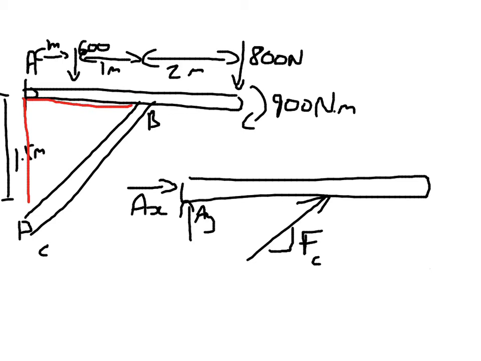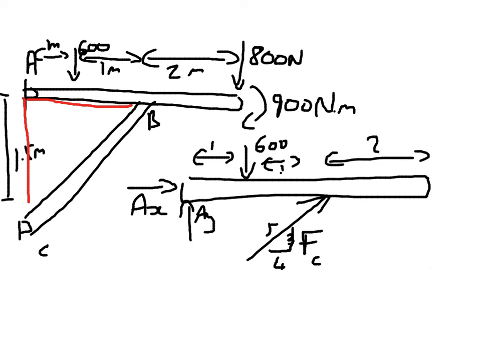If we double 1.5, we get 3. If we double 2, we get 4. If we've got 3 and 4, we know that must be 5. Also, we've got 600 newtons acting downwards, and we can label our 1 meter, and we've got 2 meters there, and we've got 800 newtons acting downwards, and then we've got a turning moment of 900 newton meters. So then we need to solve that.